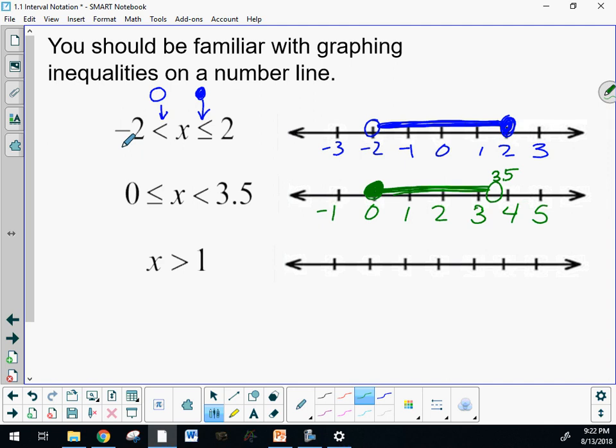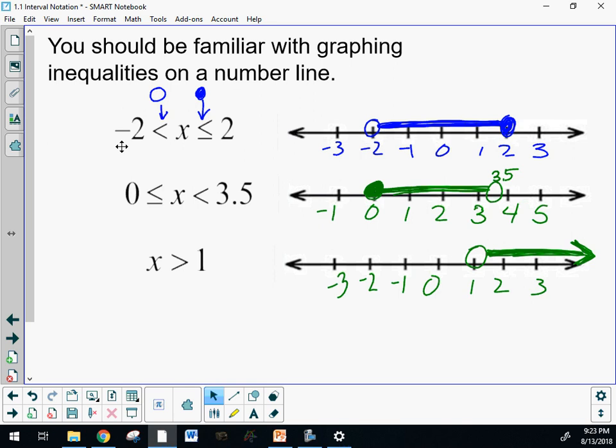And then this last one says x is greater than 1. So if we wanted to graph that, we would put an open circle here at 1, and x can be any value greater than 1. So it looks something like this. And so x can't be equal to 1 in that case, just anything as long as it's a little bit bigger than 1. So this is maybe kind of an older idea. You may not have visited it very much last year.